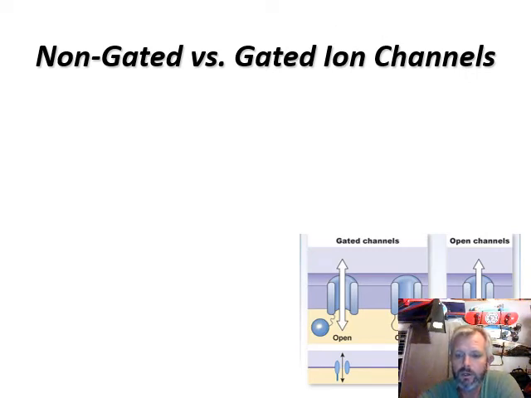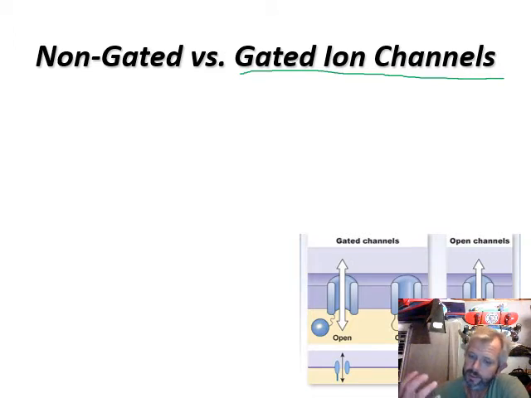So how we're going to go about sending electrical signals is by changing the membrane potential. We're going to be changing it from that -70, either moving it more positive or more negative. And the way we're going to do this is with gated ion channels.